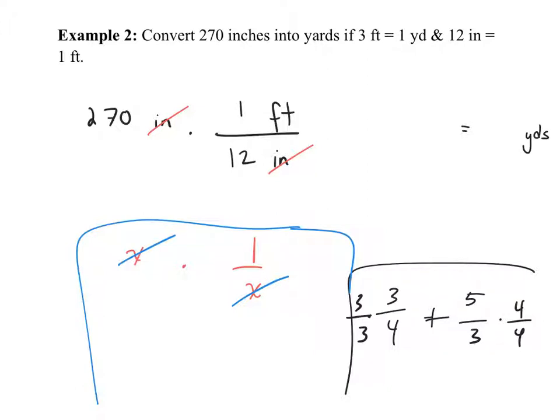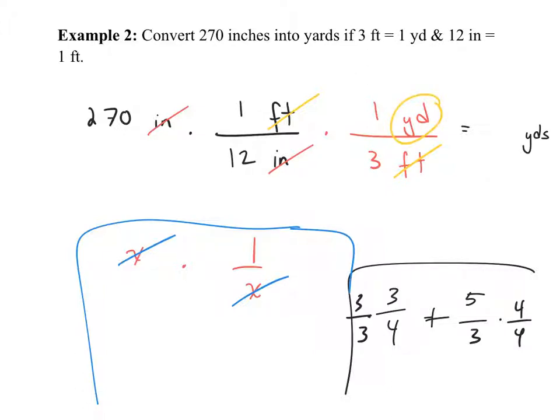Now, I'm in feet at this point because I've gotten rid of inches. I'm currently in feet, but I want to get rid of feet, and I want to get to yards. So what should my next conversion factor state? 1 yard/3 feet. So again, yep, I want to get rid of feet, I want to get to yards, and it's 1 yard/3 feet. And then feet cancel with feet, and my final unit is yards.